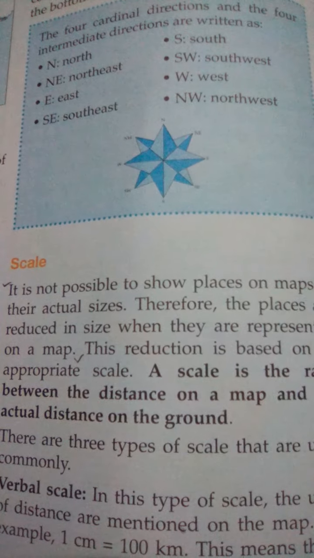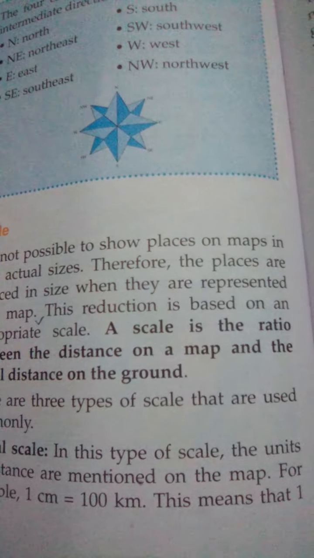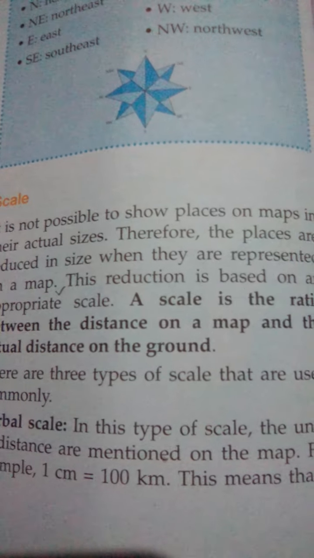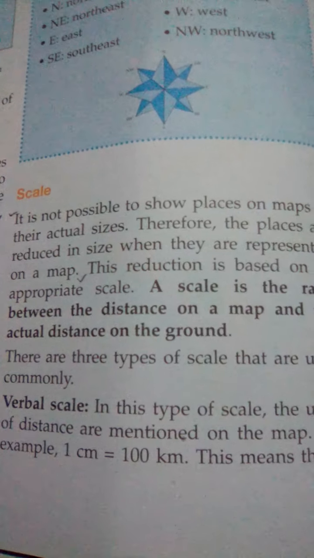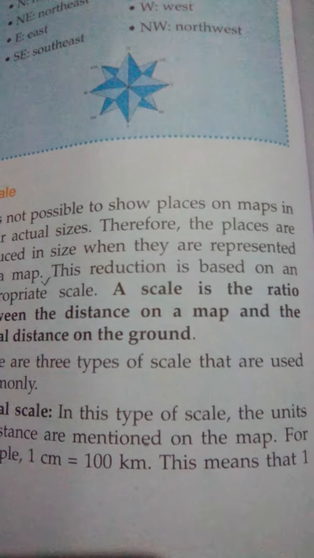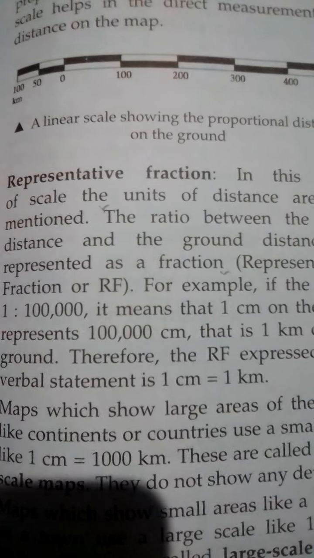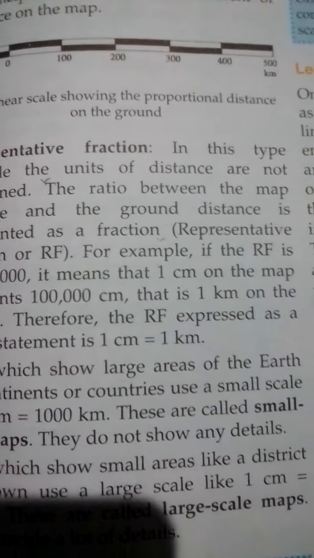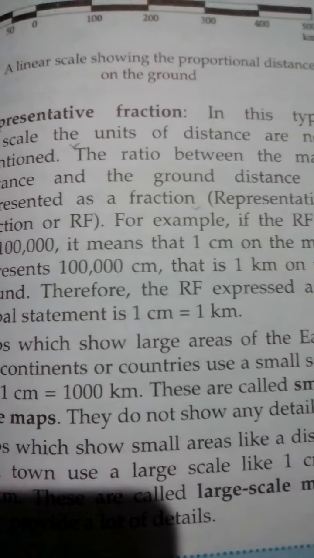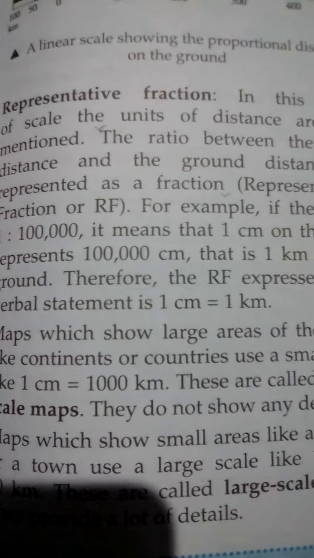Now the scale. It is not possible to show places on maps in their actual sizes. Therefore, the places are reduced in size when they are represented on the map. Now, representative fractions: the ratio between the map distance and the ground distance is represented as a fraction.